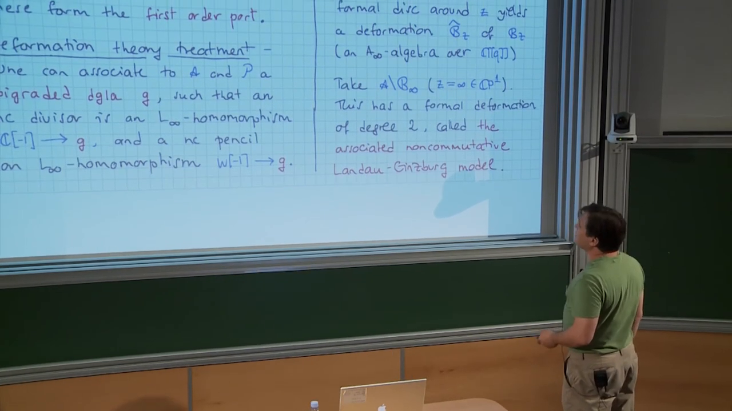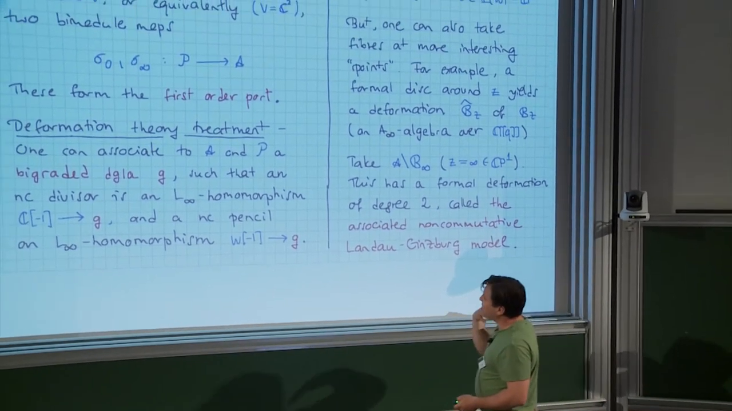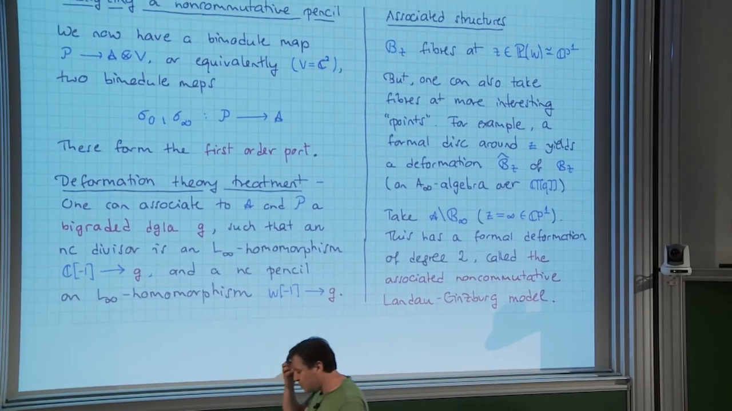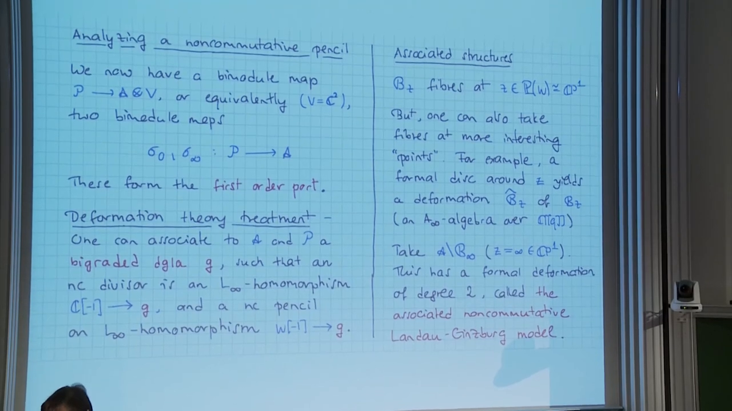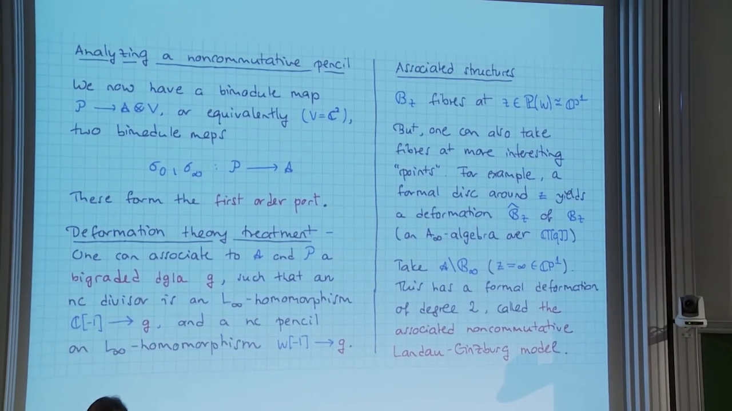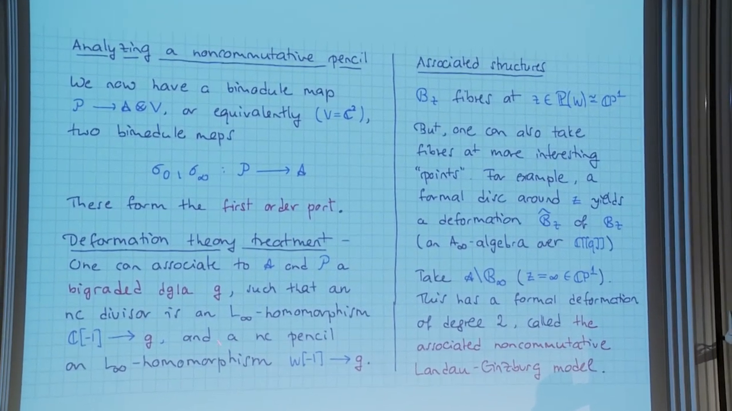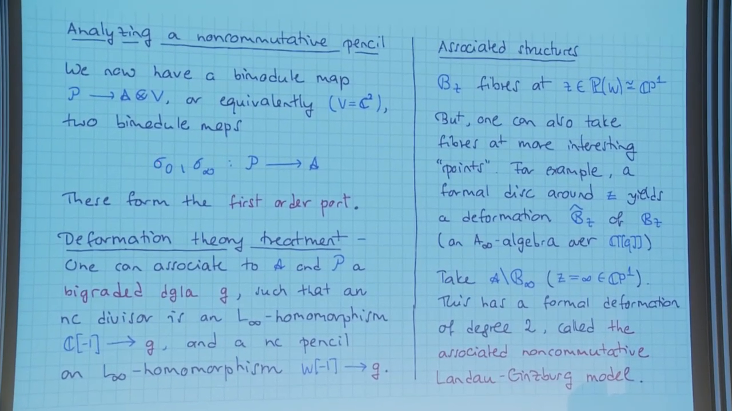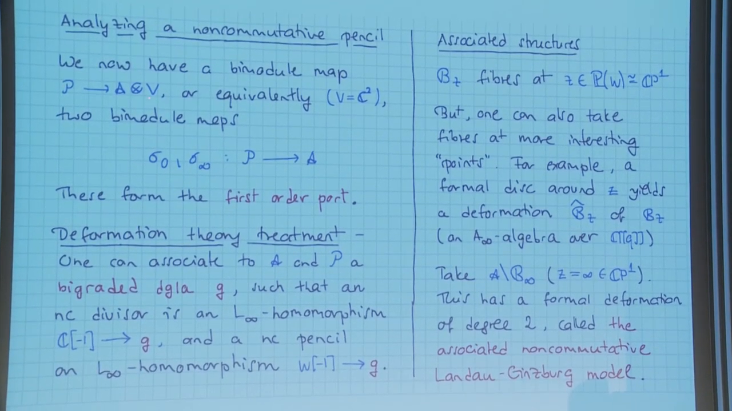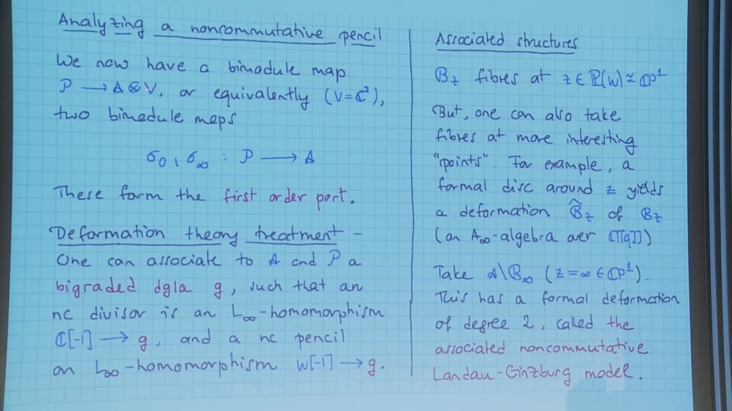Okay. So just as before I said, the non-commutative divisor, you can think of it as this bimodule map, which is the first order part, and there's obstruction theory. So the same thing is true for the pencils here. You get a two-parameter family of bimodule maps, or if you just choose two basis vectors, you just get two different bimodule maps, which are called the first order part. So think of these as sections of P inverse. Those are your two sections that define them.